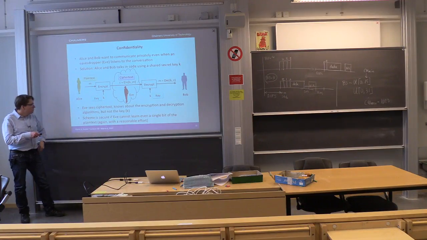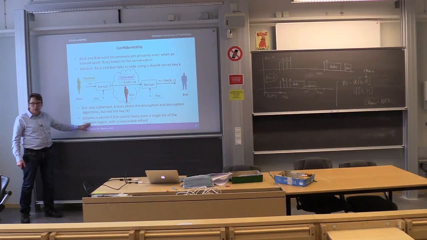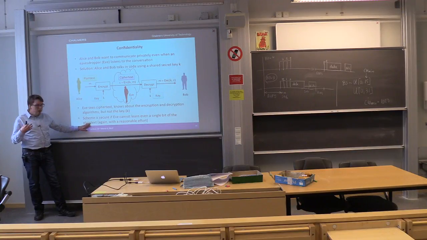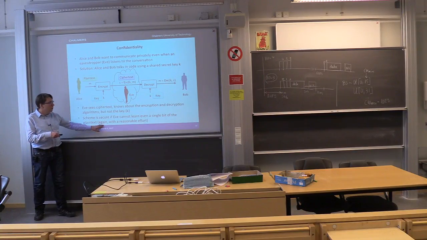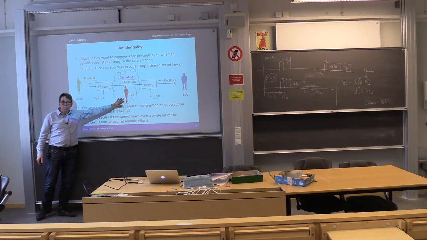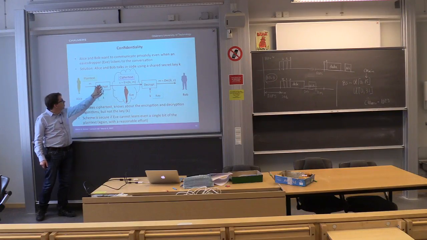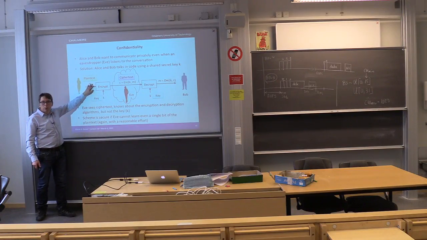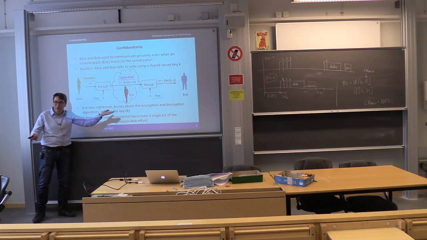So the scheme here is said to be secure if Eve cannot learn even a single bit of the plaintext. And what we mean by that is she cannot do that with a reasonable effort. If she had all the computers in the world times 10 and 2,000 years to do this, for sure she could break this. She can decode this, right? But she doesn't have that. So that's no problem, right?